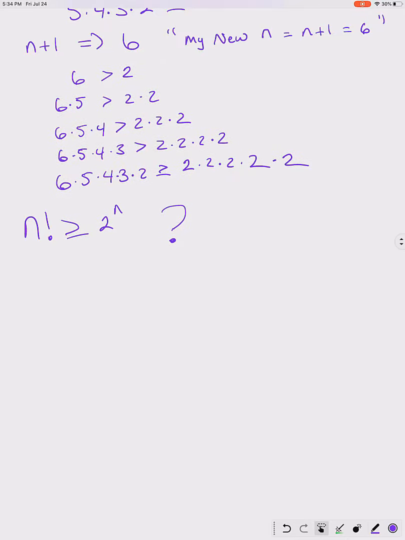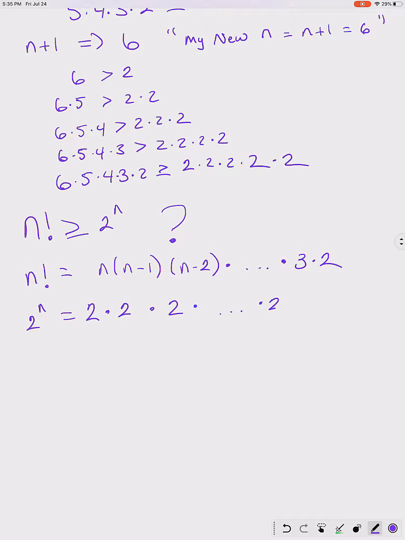Alright, so then I just say, well, n factorial, if I remember what n factorial is, if I write it out, that's equal to n times n minus 1 times n minus 2 times dot, dot, dot, times 3 times 2. And 2 to the n, well, if I wrote that out and I did the same number of terms as I have, so how many terms do I have here? 1, 2, 3, and then a dot, dot, dot, 4, 5, right? So let's write that out. 2 times 2 times 2 times dot, dot, dot, and then times 2 times 2.